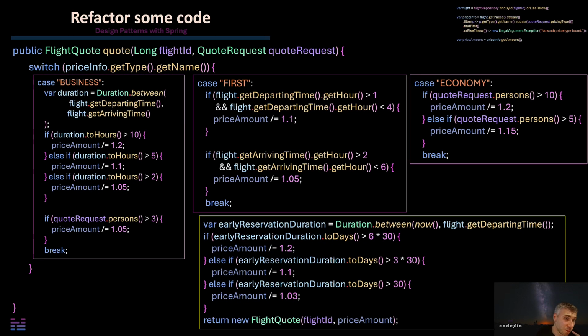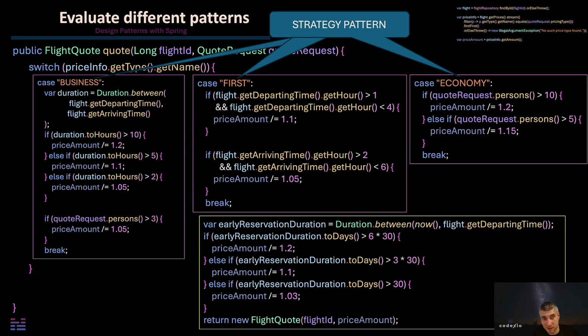But let's see what's going on here. What possible design patterns we may need in this example. So if you see the three types that we are having on the price info, which are called business, first, and economy, only one of them can exist. So if only one of them can exist, we need to choose which one and apply it. And choosing one type of thing to happen and apply it, in other words, it's choosing one strategy to apply. So yep, this could be this so-called strategy pattern where we have a business strategy, first class strategy, economy class strategy.